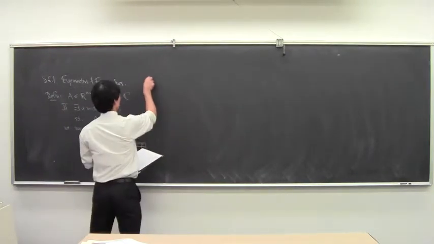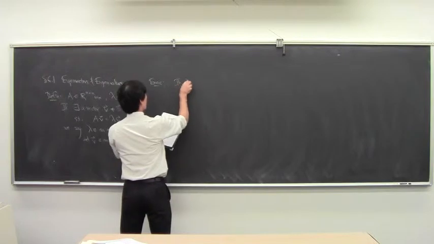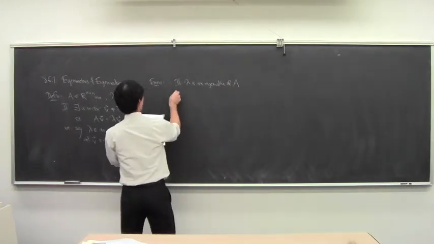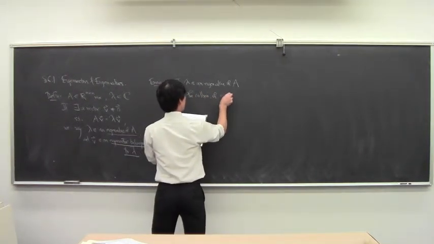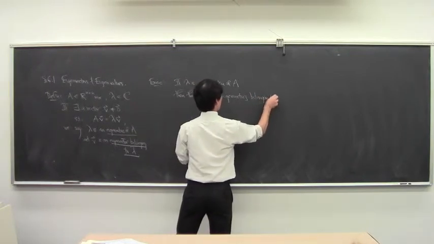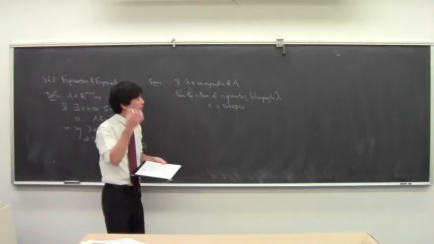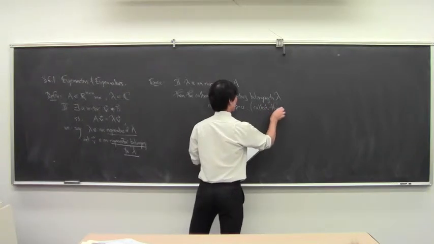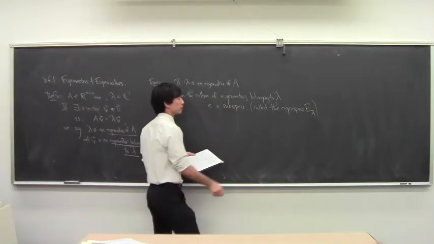Okay. So I'm going to give you a bunch of exercises. You can figure out the beginning of the theory here. One, if lambda is an eigenvalue of A, then the collection of eigenvectors is a subspace. So the eigenvectors belonging to a particular eigenvalue form a subspace called the eigenspace, E sub lambda. Okay.